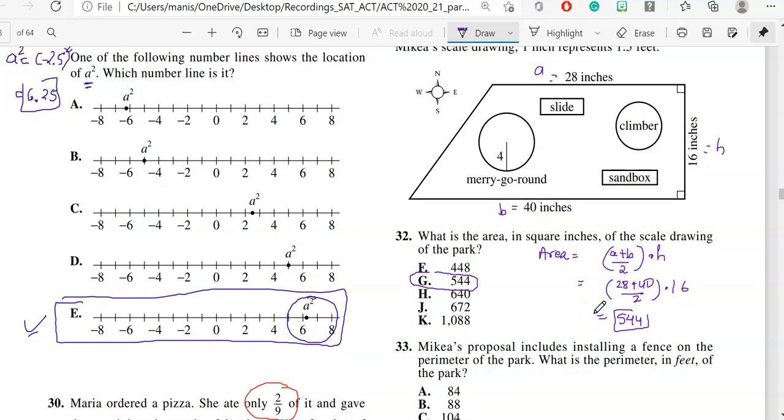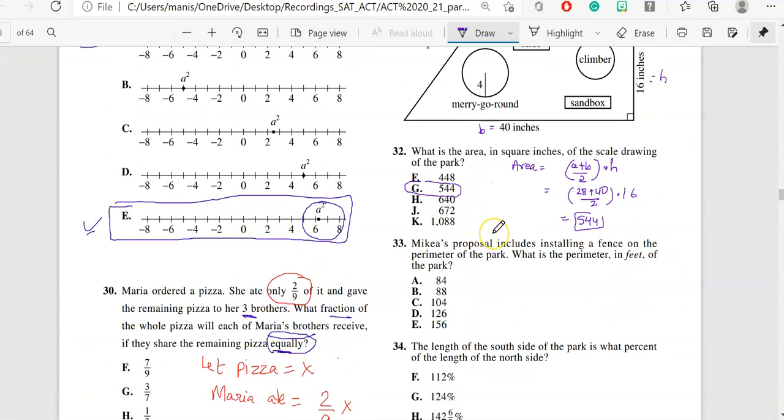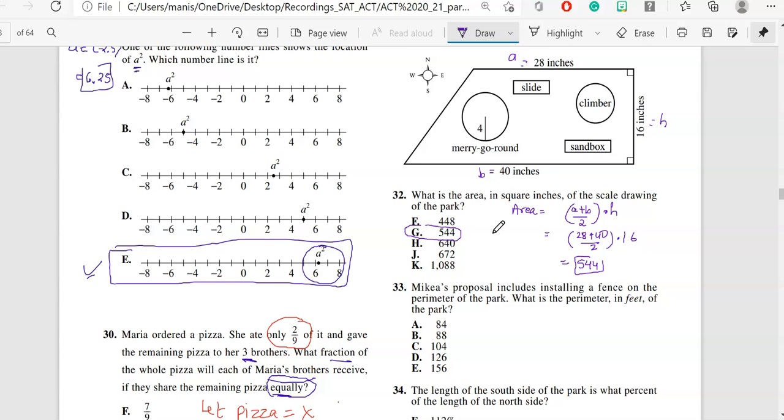So let's move to the next problem. It says Micah's proposal includes installing a fence on the perimeter of the park. What is the perimeter in feet? Do you see this important part in italics over here? That's the important part we have to be concerned about.